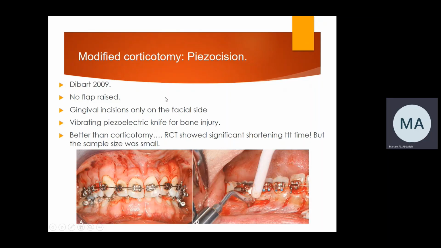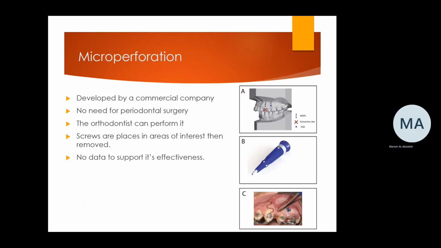There was no flap necessary to be raised. Gingival incisions are made on the facial side. A vibrating piezoelectric knife is used for bone injury, and it's better than corticotomy because it's less aggressive. A randomized clinical trial found that the overall treatment time was shortened, but we need to be careful when we interpret the results of such a study, although it's a strong study, the sample size was small. So we need to be careful when we talk about the results of this study.